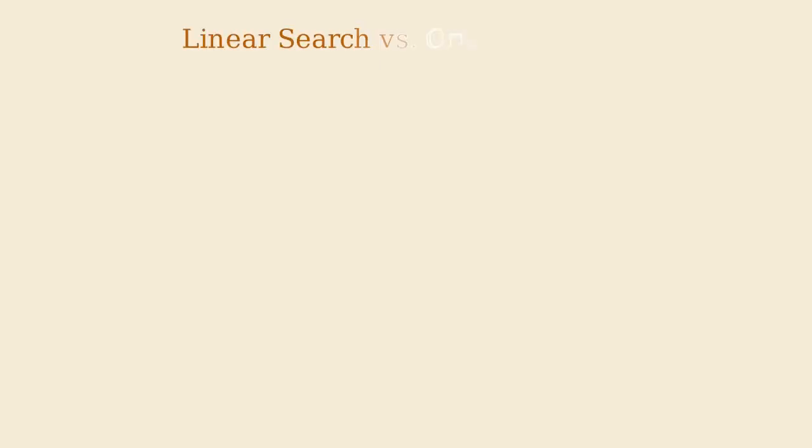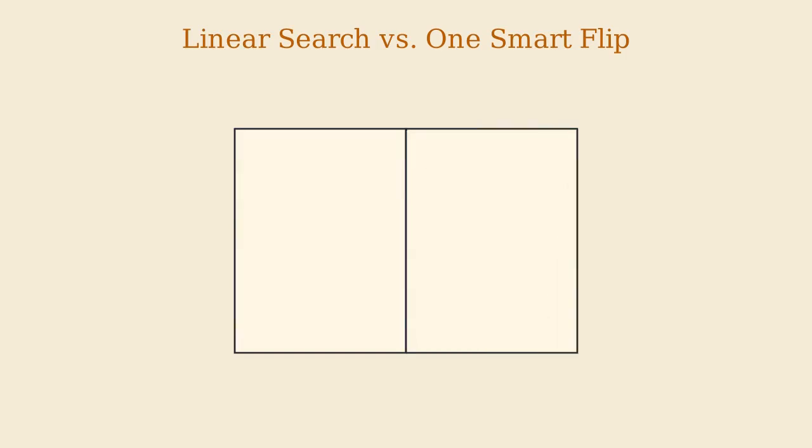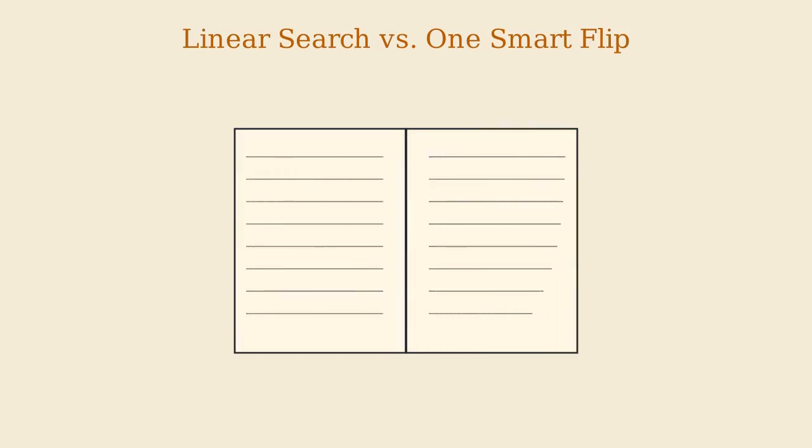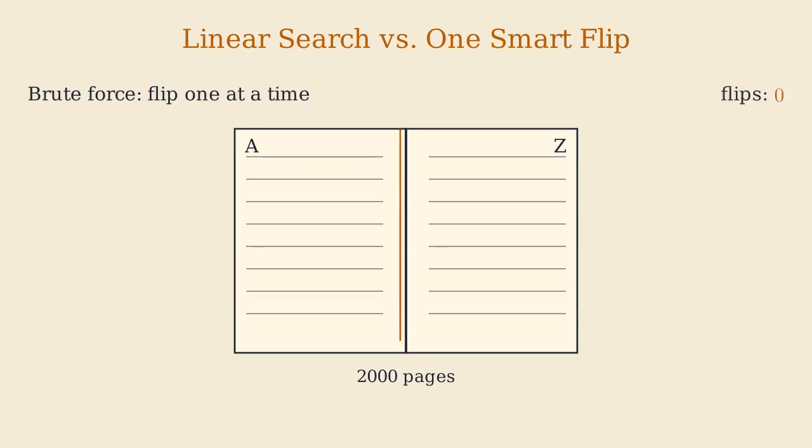Let's slow this down. The dictionary has, say, 2,000 pages. If you flipped one page at a time from the front, in the worst case, you'd flip 2,000 times. That's the brute force way, what computer scientists call linear search. But you didn't do that.